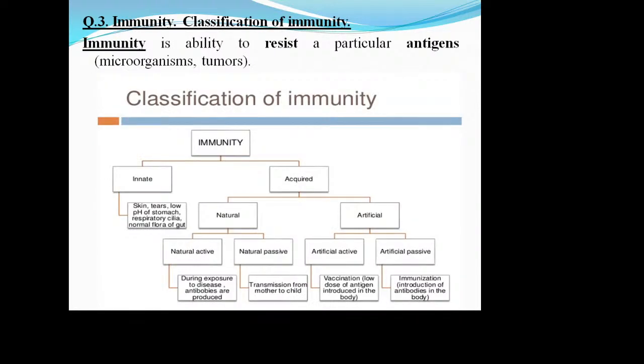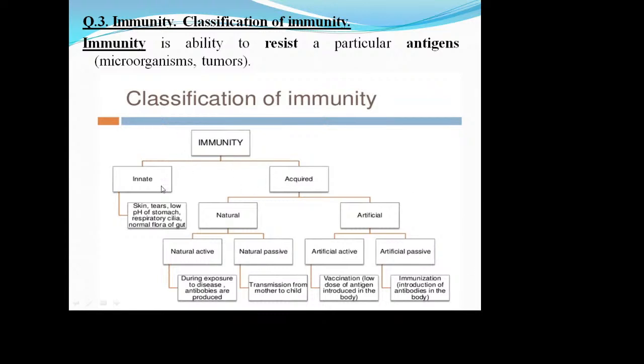Then we should talk about what immunity is and how it is classified. You know this question from microbiology. Once more, immunity is the ability to resist particular antigens, microorganisms or tumors. I want to remind you that antigens are foreign macromolecules, for example microorganisms or tumors, that cause an immune response in the human organism. Immunity can be classified into innate immunity and acquired.